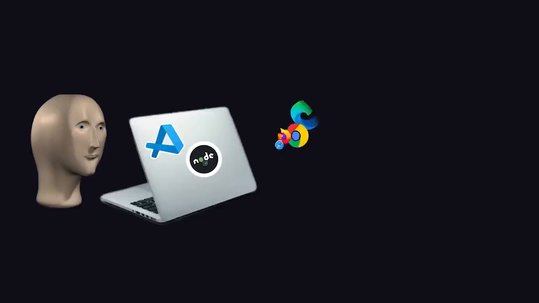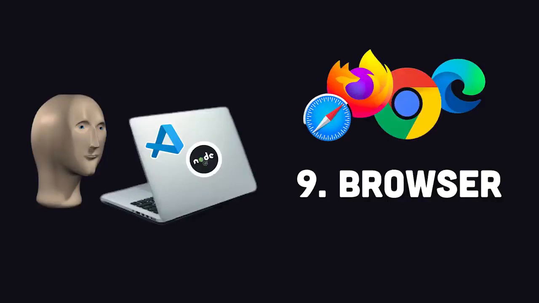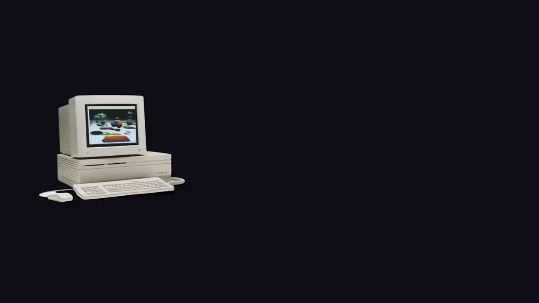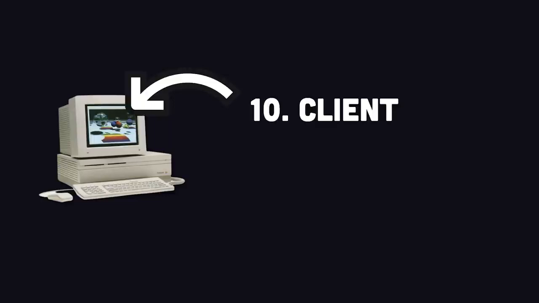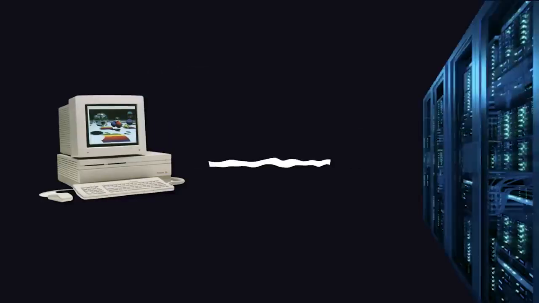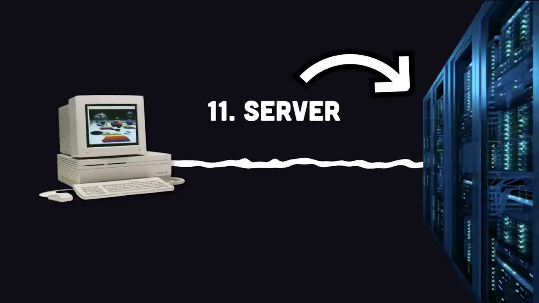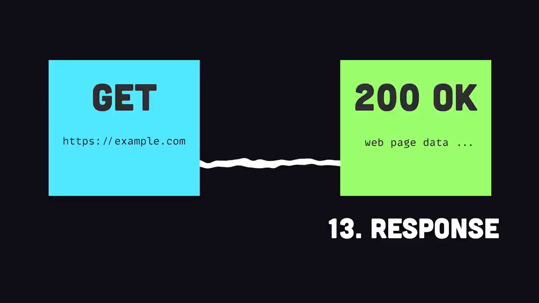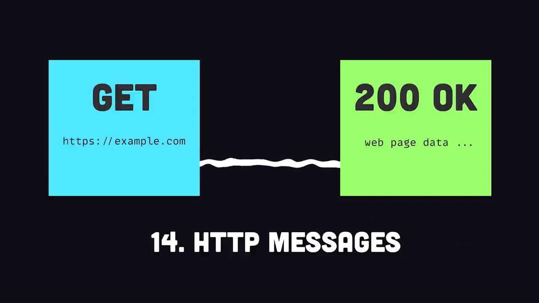Humans typically use a tool called a web browser to access a URL where it can be rendered visually on their screen. The browser is called the client because it's consuming information, but on the other end of that URL, there's another computer called a server. It received an HTTP request from the client, then sent a response containing the web page content. These are called HTTP messages, but more on that later.